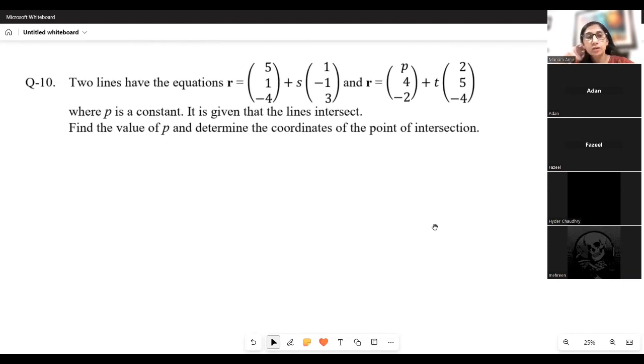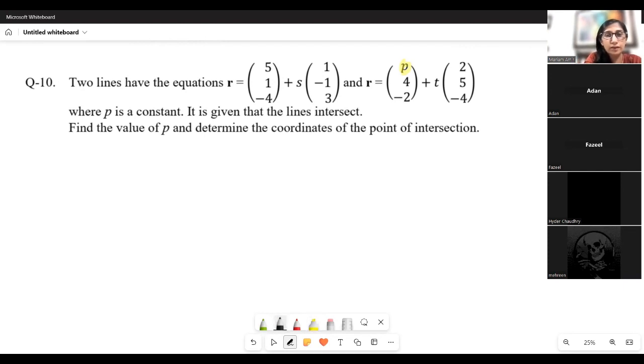Question 10. Two lines have equations this and this, where P is a constant. P किधर है? Okay, right here. Where P is a constant. It is given that the lines intersect. If the lines intersect, that means we should be able to equate them. Okay, find the value of P and determine the coordinates of the point of intersection.